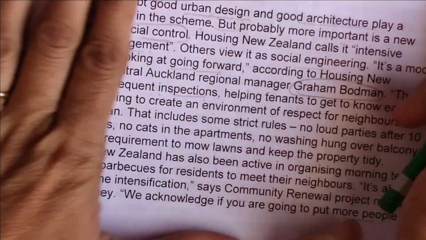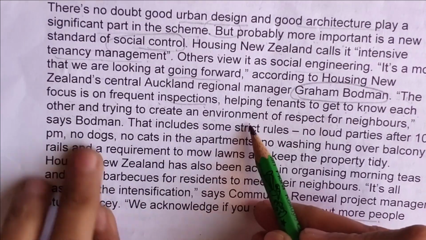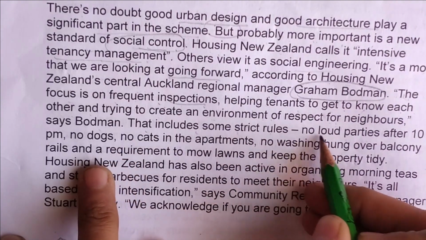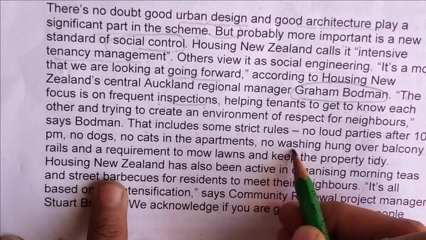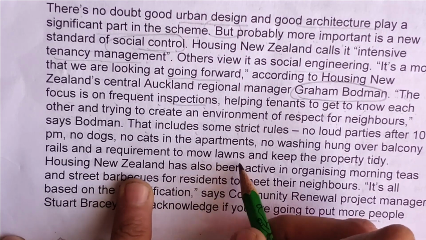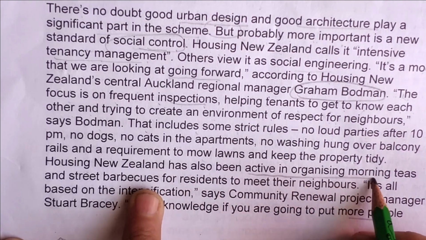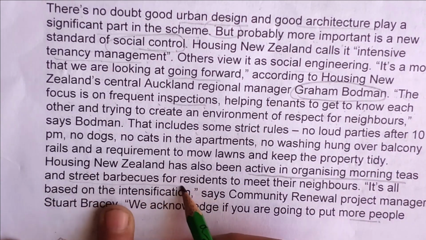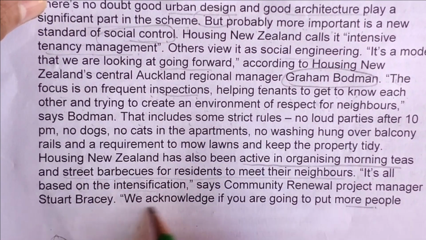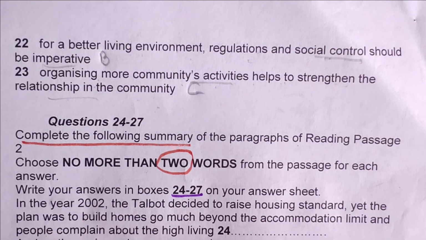We will just read it thoroughly, it doesn't matter, I am taking time. From here you can read it. That includes some strict rules: no loud parties after 10 p.m., no washing hung over balcony rail, and a requirement to mow lawns and keep them tidy. Housing has also been active in organizing morning teas and street barbecues for residents to meet their neighbors. It's all based on intensification, says Bracy. So this C will come definitely, this Bracy person.